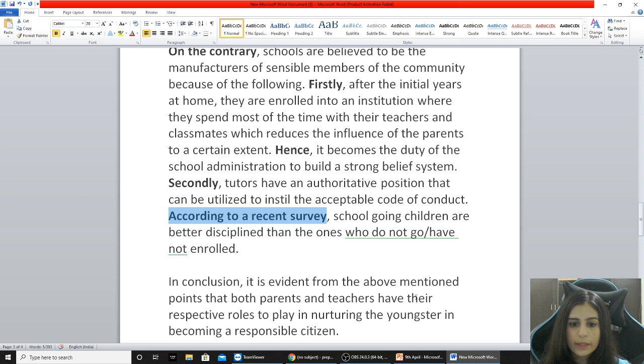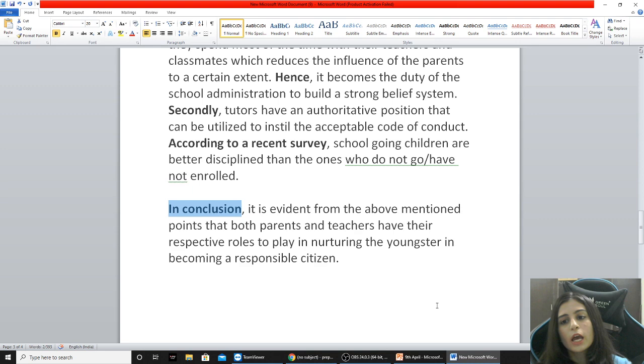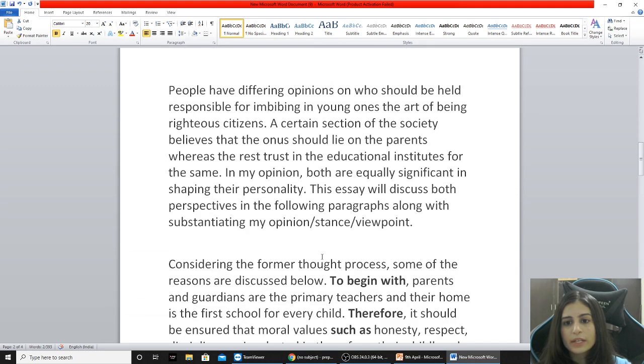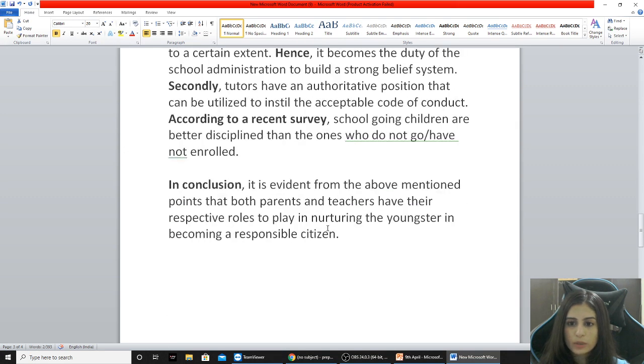So this is it. Then we have written in conclusion. Now the conclusion would change. Body paragraphs remain as it is because we are taking a 50-50 approach, because I'm saying both are equally significant. Now, how will we write the conclusion? Anybody wants to attempt the conclusion? Make the changes in this conclusion itself if you want to.